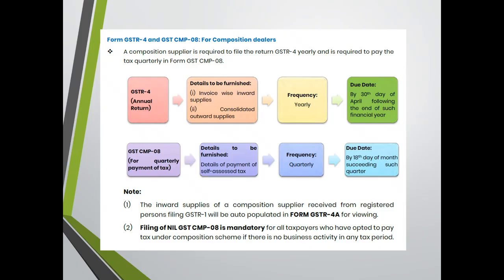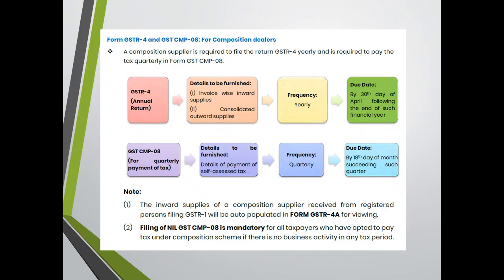Kindly do refer to the date of payment also. This quarter's tax has to be paid on the 18th of the month succeeding the quarter, meaning April, May, June, July 18th; July, August, September, October 18th; October, November, December, January 18th. In that way, you would be required to make the payment under CMP 08. GSTR 4 is the annual return that you would be required to submit on an annual basis. By the 30th day of April, you would be required to submit it.